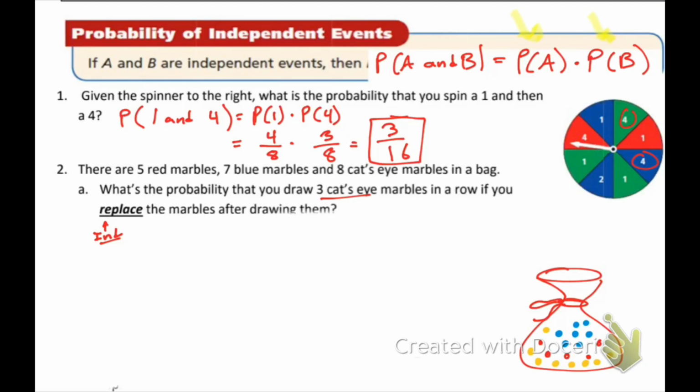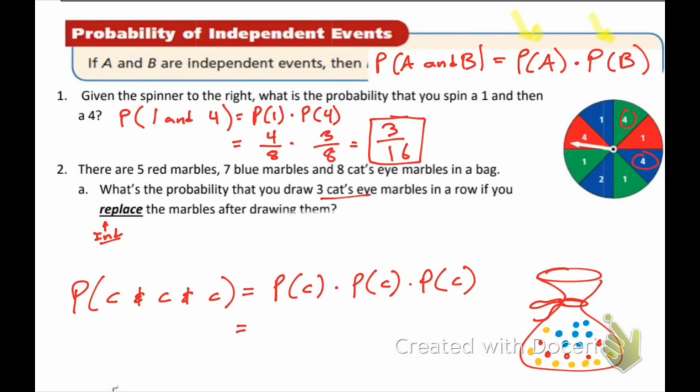We're going to say what's the probability of getting a cat's eye, and then another cat's eye, and then another cat's eye marble. Well, it's going to be equal to the probability of getting a cat's eye times the probability of getting another cat's eye times the probability of getting another cat's eye. Well, what's the probability of getting just one cat's eye marble? We have a total of 20 marbles in the bag. And how many cat's eye marbles do I have? We have 8, so it's 8 out of 20. So I'm going to do 8 over 20 times 8 over 20 times 8 over 20.